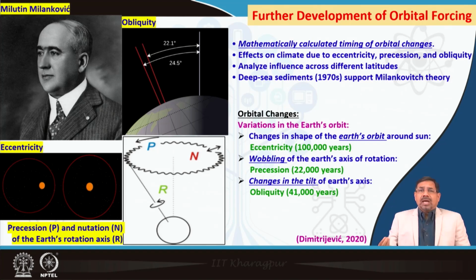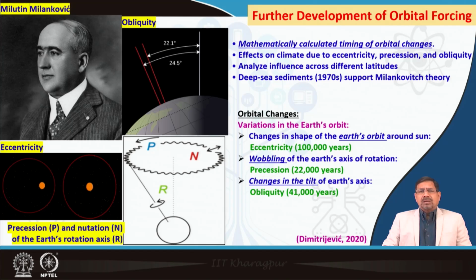And the second one is explained by the upper right figure, called the obliquity. In terms of the obliquity, we discuss the changes in the tilt of the Earth's axis. Friends, all of us know that it is 22.5, but it varies between 22.1 and 24.5 at an epoch of 41,000 years.